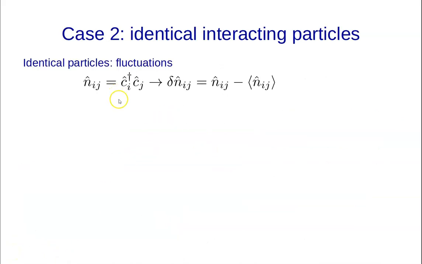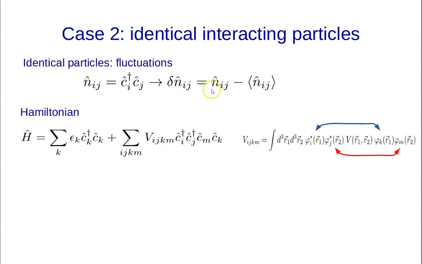Okay, so let's go now to another case where you have only identical particles. Now you have only one type of particle and they're interacting with each other. Now you do the same game, right? You rewrite these operators in terms of their fluctuating part and their average part. And now the Hamiltonian, notice, involves only operators of one kind.